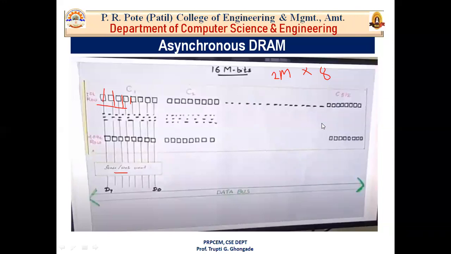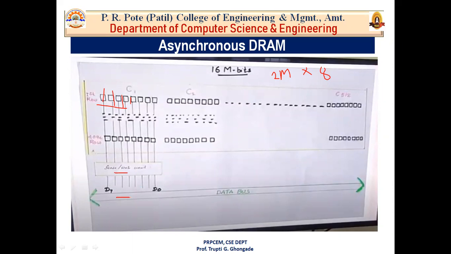The sense/write circuit has 8 bit lines. So at a time, 8 bits of data are transferred to the data bus. Okay, so this is the internal organization of DRAM.